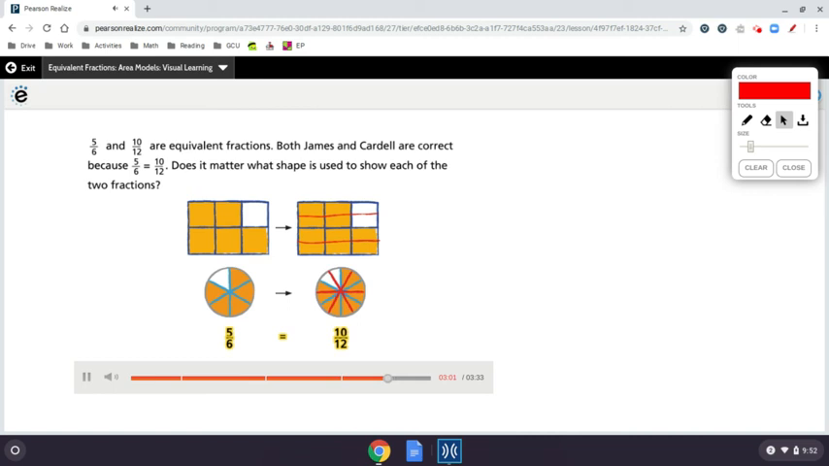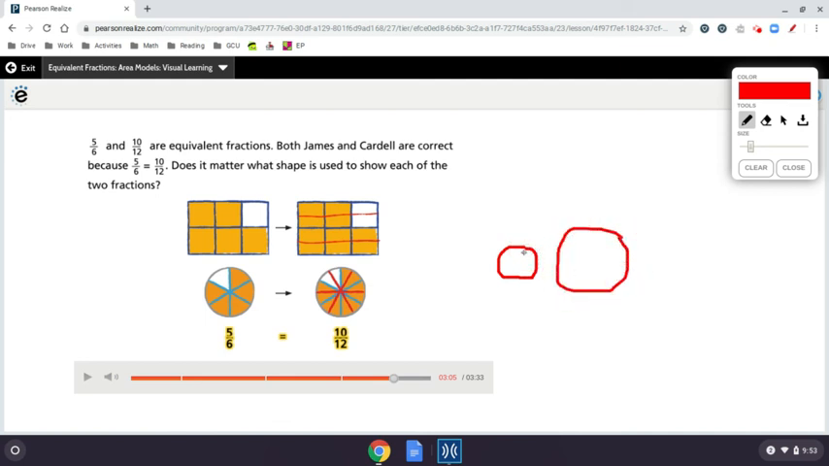Does it matter what shape is used to show each of the two fractions? Like I just said, it really doesn't matter. You can do it either way. I think pictures are a great way to see that and to draw it out. So whether you want to use circles or squares or rectangles, it's up to you, as long as it is the same size. Notice how these rectangles are the same exact size. Notice how these circles are the same size. You can't use two circles like this.